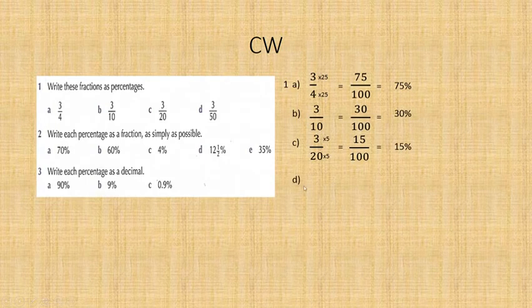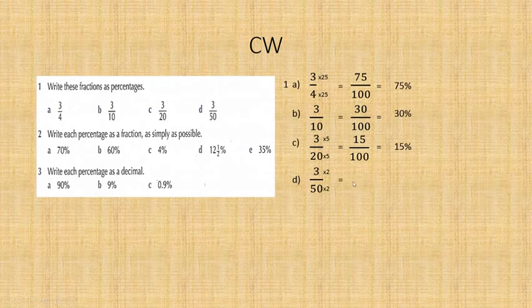Okay, question number D, 3 over 50. It's a very easy question. I will just look at the denominator, which is 50. So I need to think, what's the best friend of 50? It's going to be 2, because the best friend of 5 is 2. Whatever I'm doing down, I have to do up. So I will multiply by 2 up.